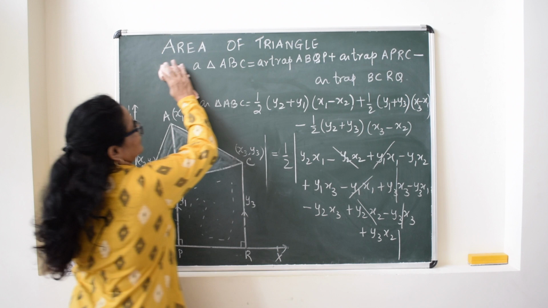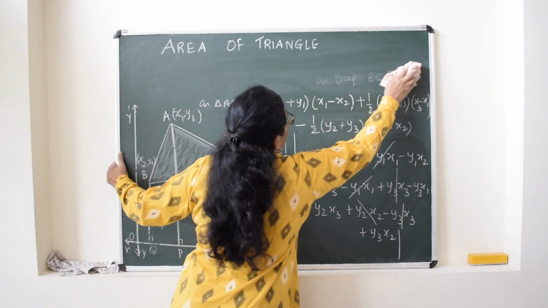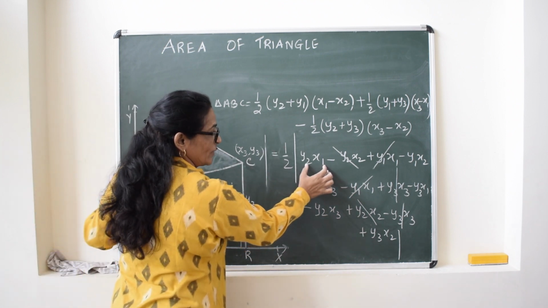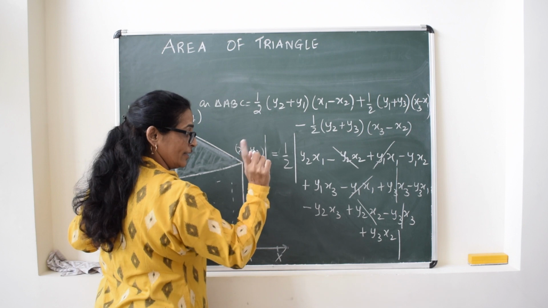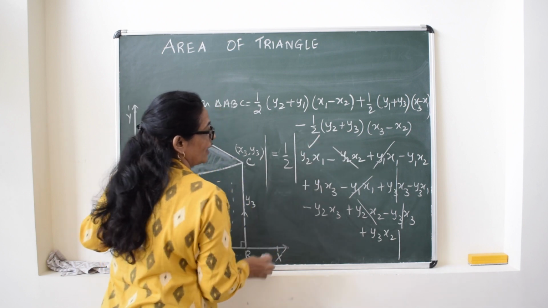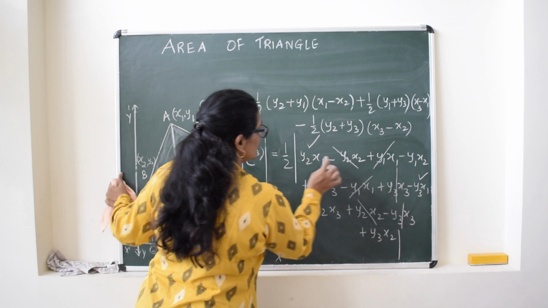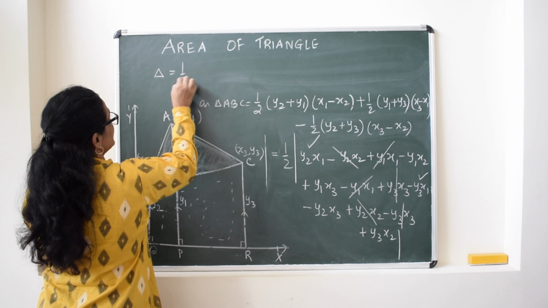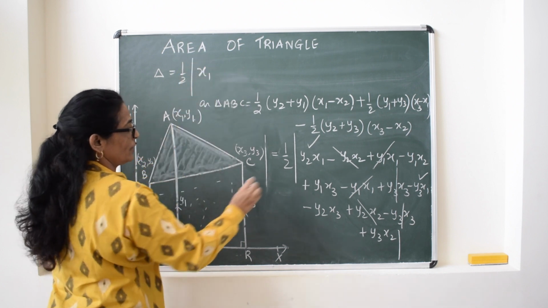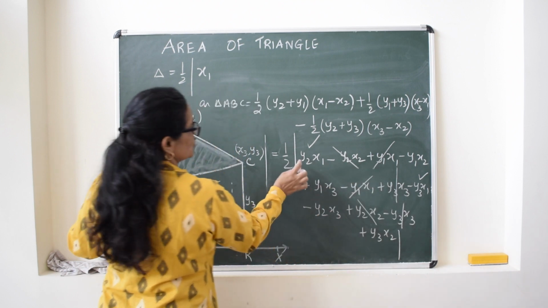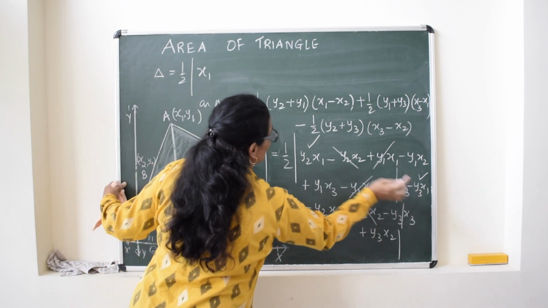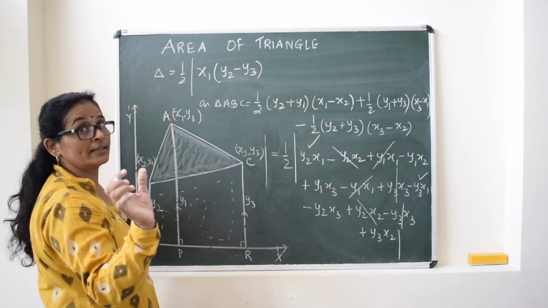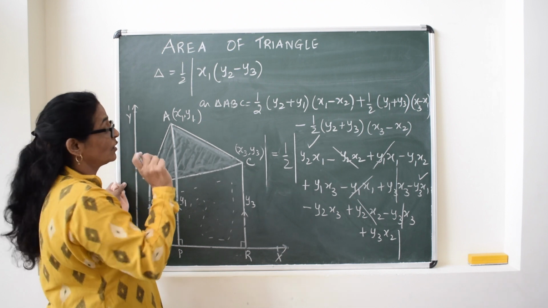Now, if you look at the expression, there is x1. So first we will search for x1. Here it is x1 and here it is x1. So out of these two, we will take out x1 common. So area of triangle is half. Now x1 common from this term and this term. So what is left out? y2 minus y3. I have combined the terms and I have taken out the x1 common out of these two.